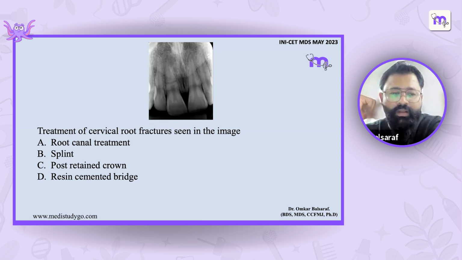Okay, treatment of cervical root fractures seen in the image. Option A, root canal treatment. Option B, splint. Option C, post retained crown, and option D, resin cemented bridge.